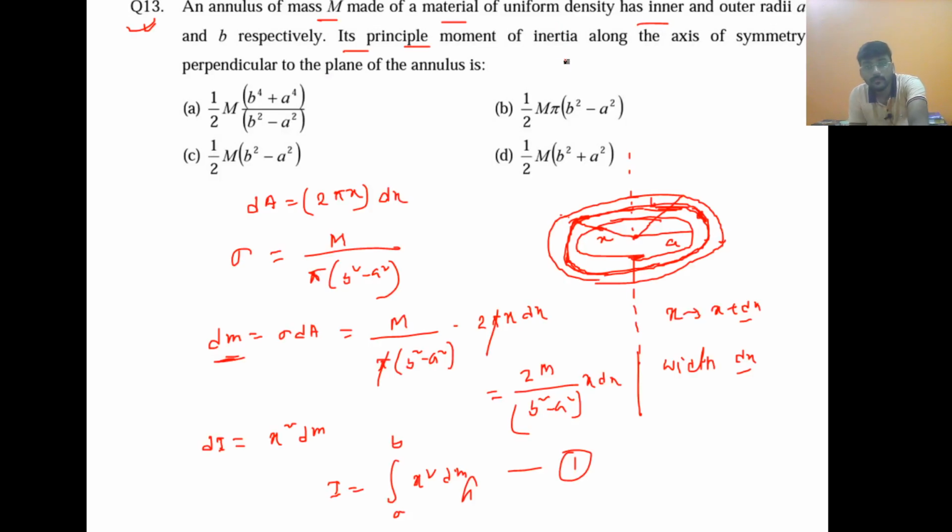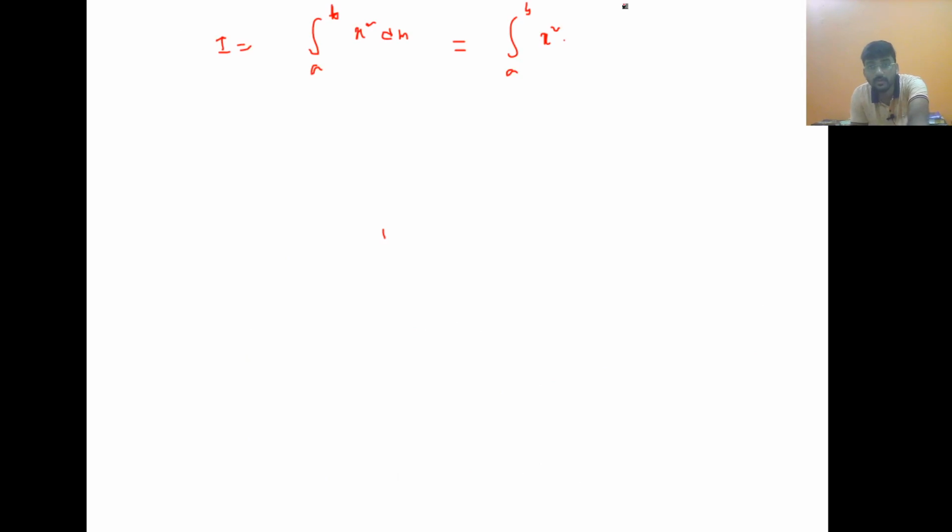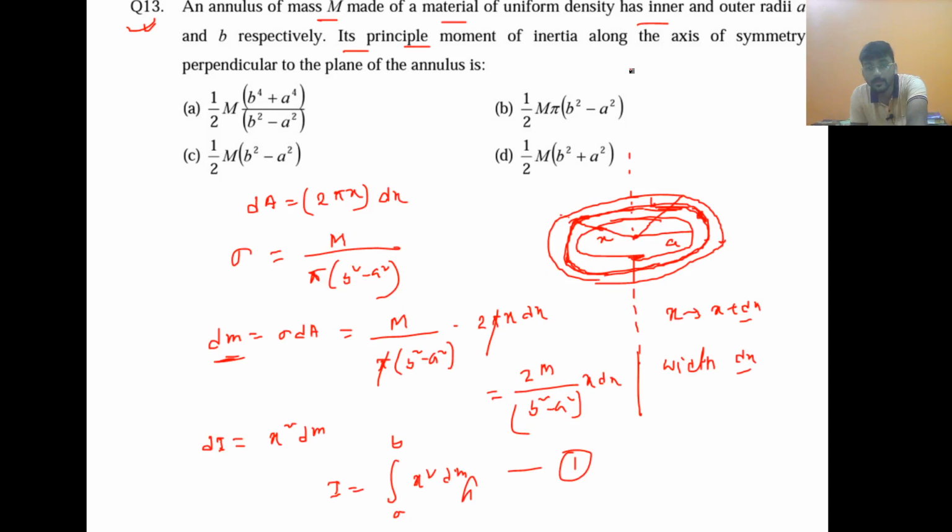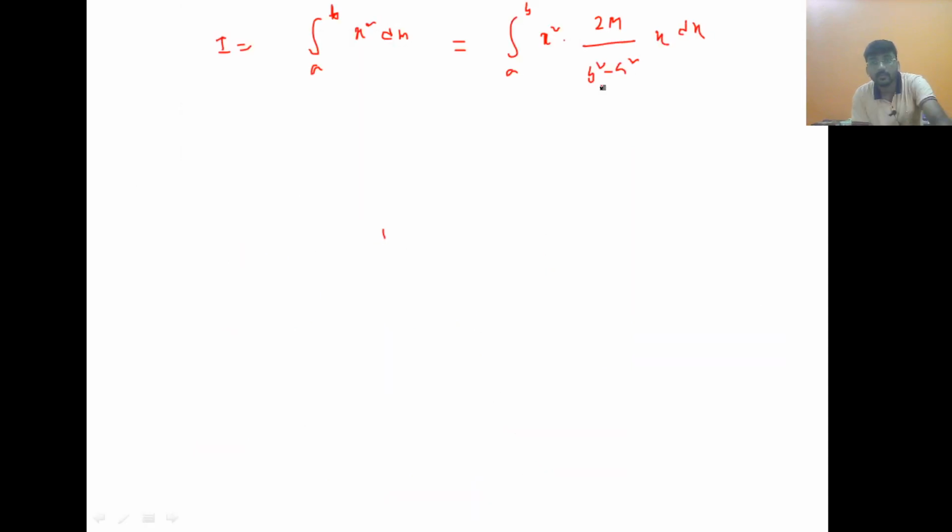So I will be integrating from a to b x square dm. That will be the integration from a to b of x square into the value of dm, which is 2m divided by b square minus a square into x dx, into x dx. So I will have 2m divided by b square minus a square into the integration from a to b of x cube dx.